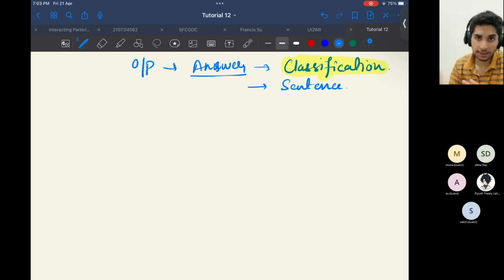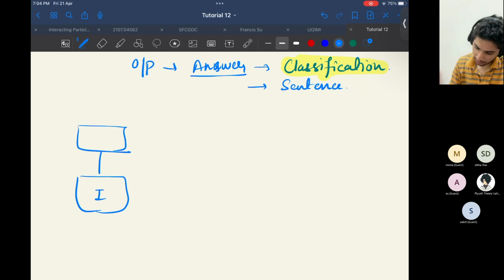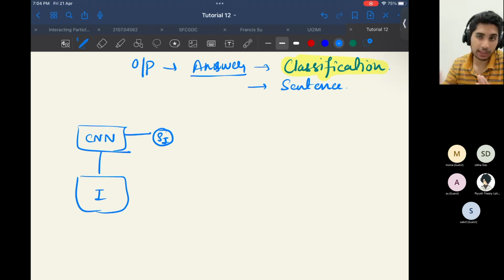So how does an image question answering encoder work? You have an image, some input image I. You pass it through a CNN model to get some summary of it, let's say SI.